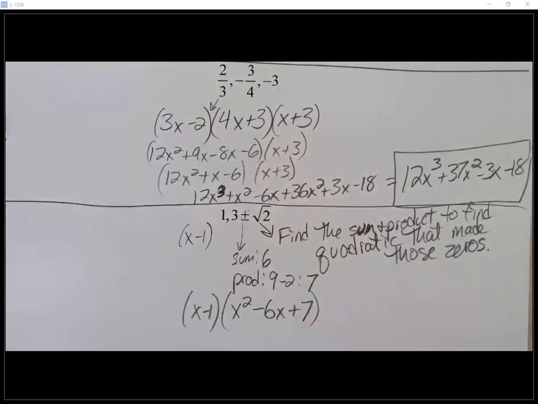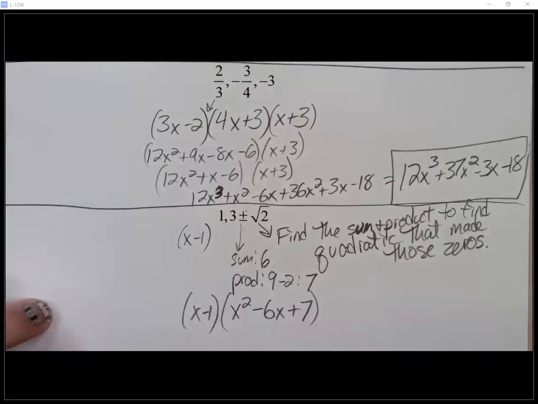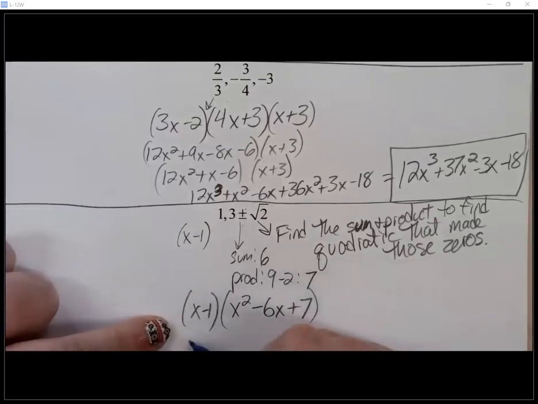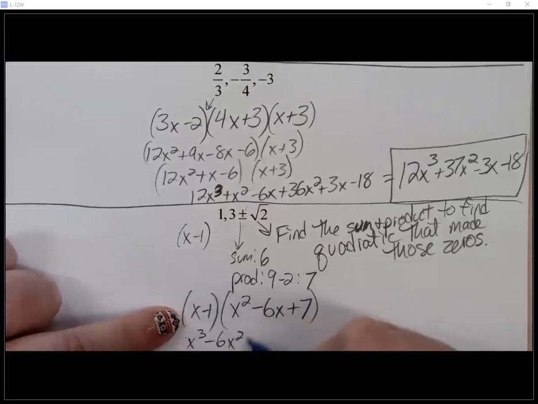So a little bit trickier, but not that bad, right? So again, I'm going to take the x and multiply it by my trinomial. And then I do the -1 times all of it.